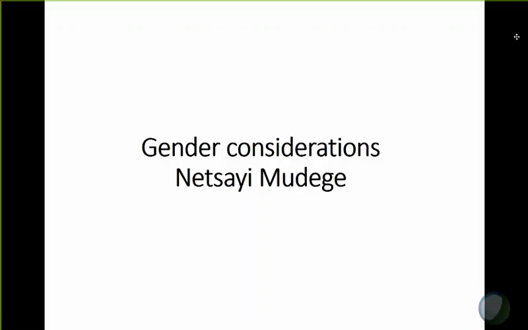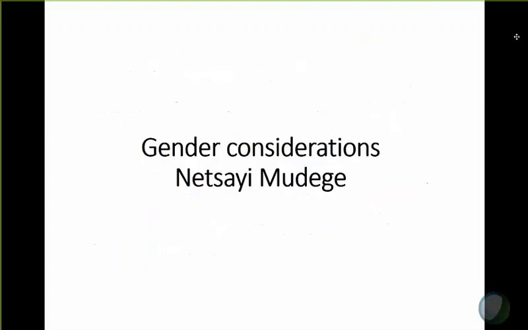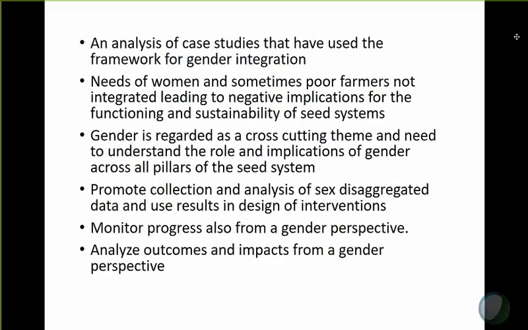So I think Jorge has talked about how the framework was developed and how it was used to analyze some cases. So as part of that process, the gender team also had some cases that we analyzed using that framework from a gender perspective. What we found during this analysis were a number of interesting things.